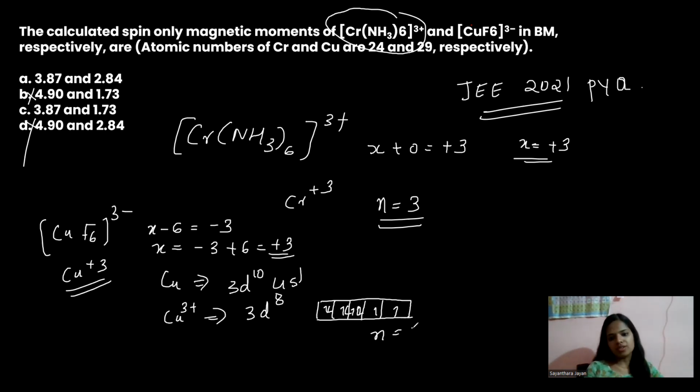Okay, so the number of unpaired electrons is equal to 2. Fine. When it is 2, it will be 2 point something. So option A, 2.84, is the right option. Here it is 1.73, so it is wrong. 2.84 is the right option, so option A is the correct answer: 3.87 and 2.84. Okay, hope this question is clear to you. You have to work out and find it.